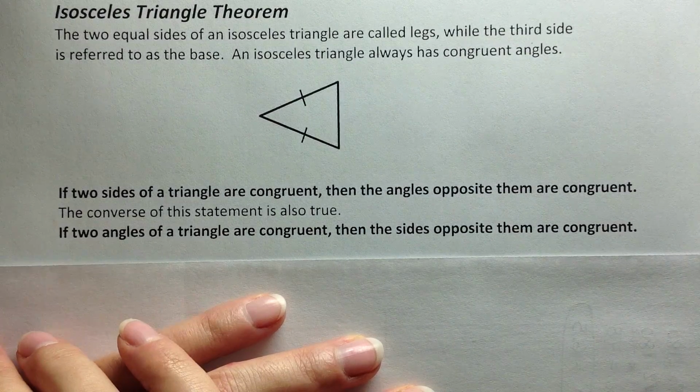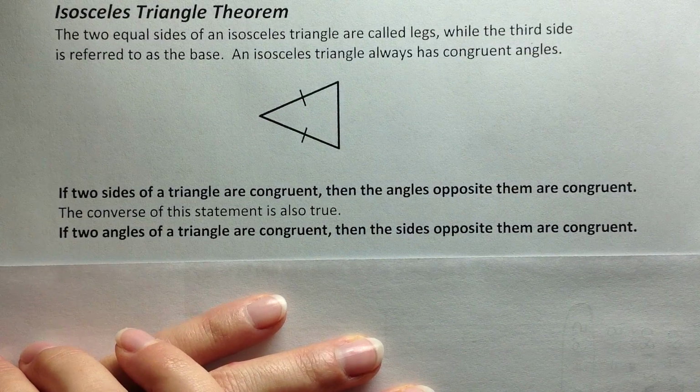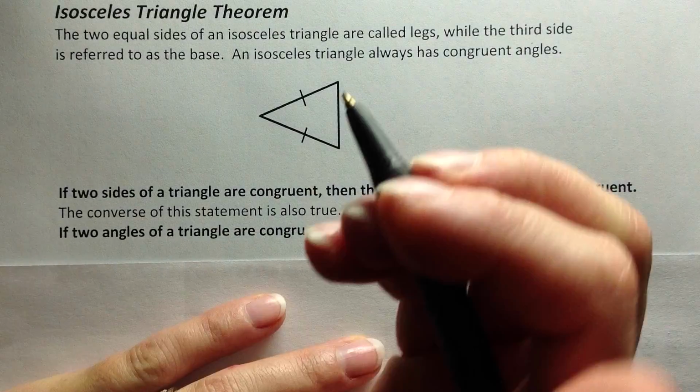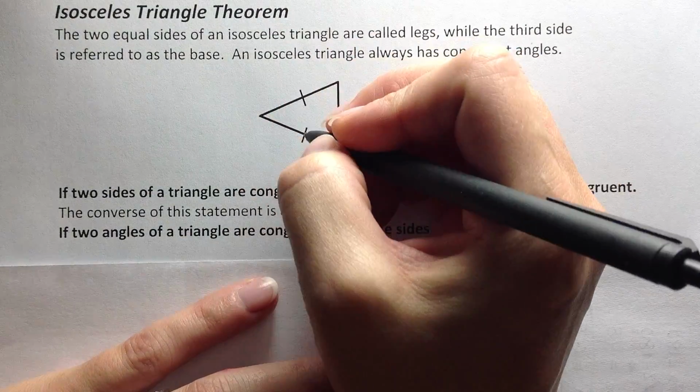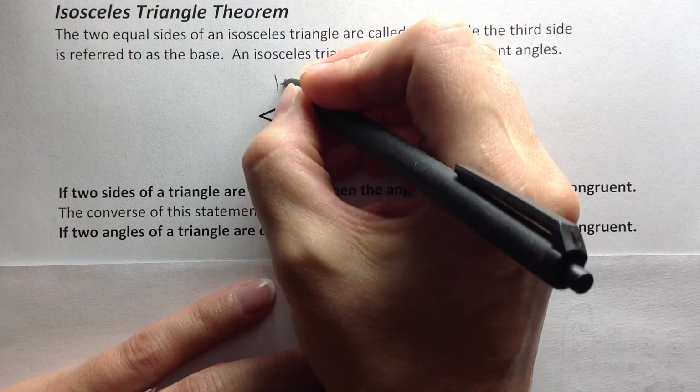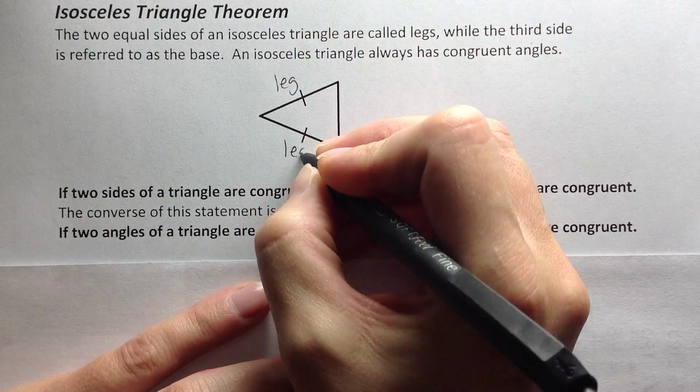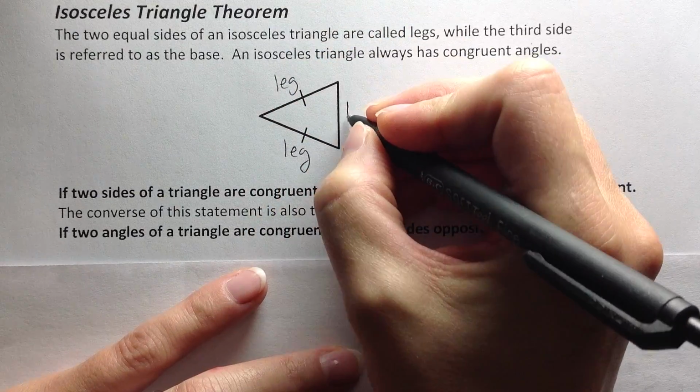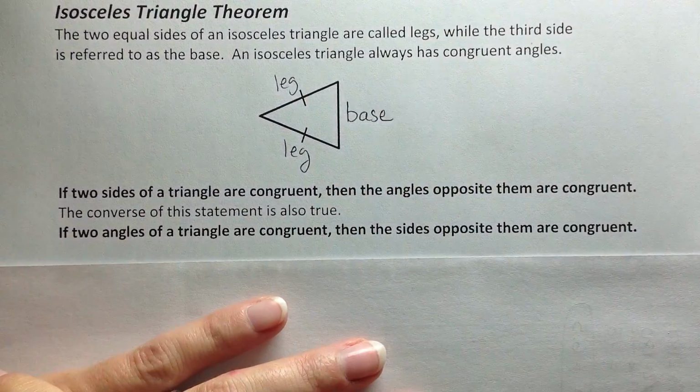Okay, we're going to go ahead and talk a little more about one of our special triangles, the isosceles triangle. We'll review that the two sides that are congruent are called legs, and the non-congruent side is called the base. Okay?